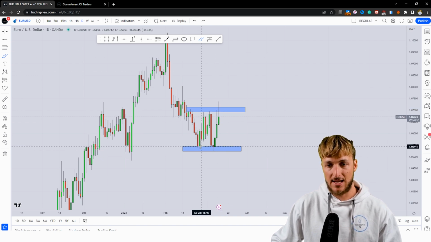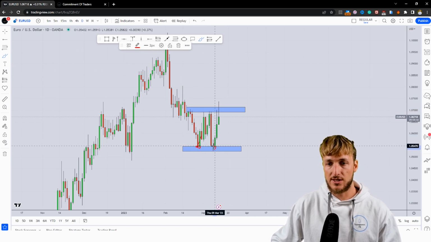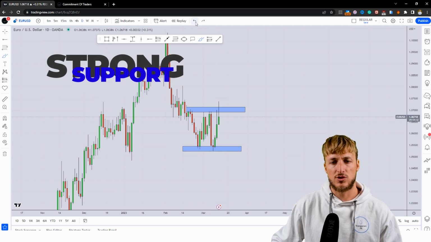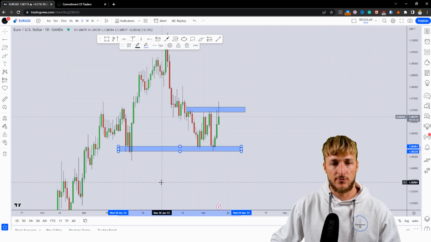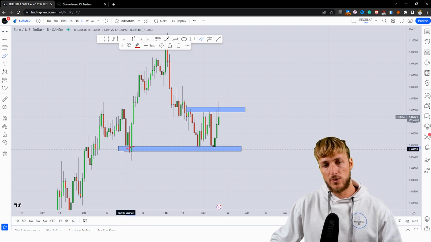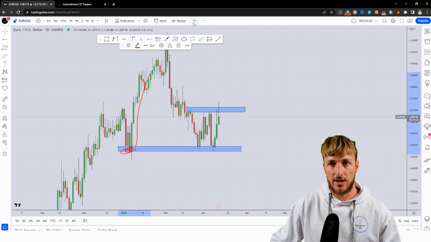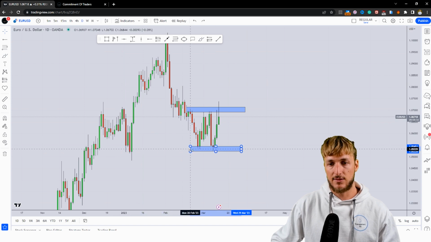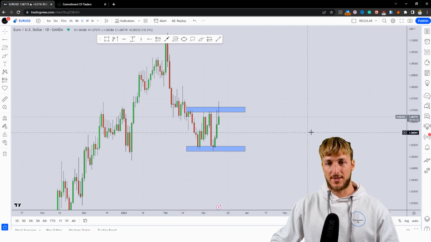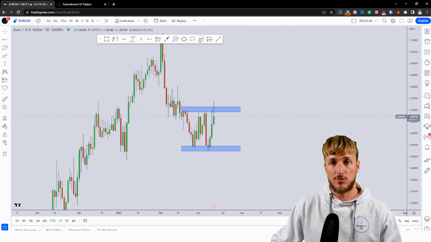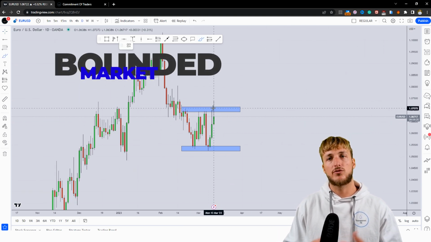However, at the same exact time, we have this previous support, which is still acting as support here. Now, this was also a previous support area. In fact, if we extend this level to the left, we can see how already from here, all this move to the upside was created, starting exactly from this zone. So clearly, at the moment, we have a market which, at least from a daily perspective, is bounded in between two structure levels, which is actually a very common thing.